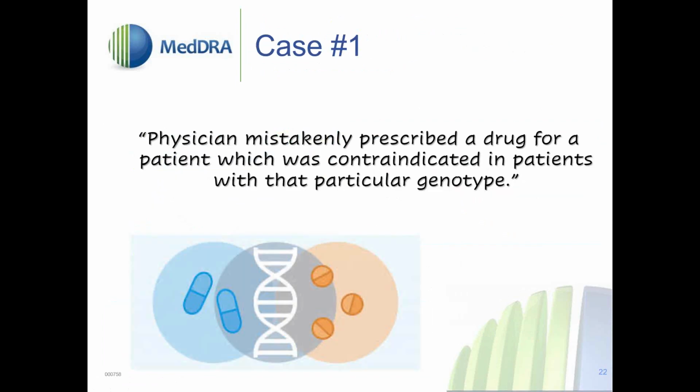Now let's start. Here's today's first exercise. A physician mistakenly prescribed a drug for a patient which was contraindicated in patients with that particular genotype.